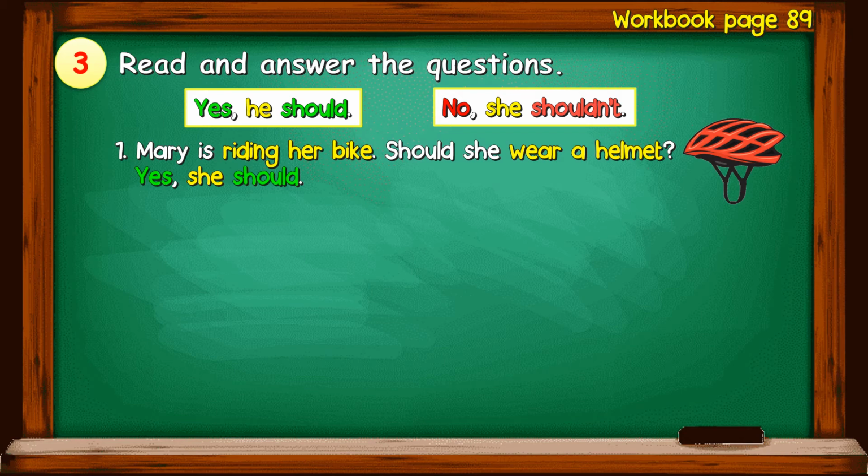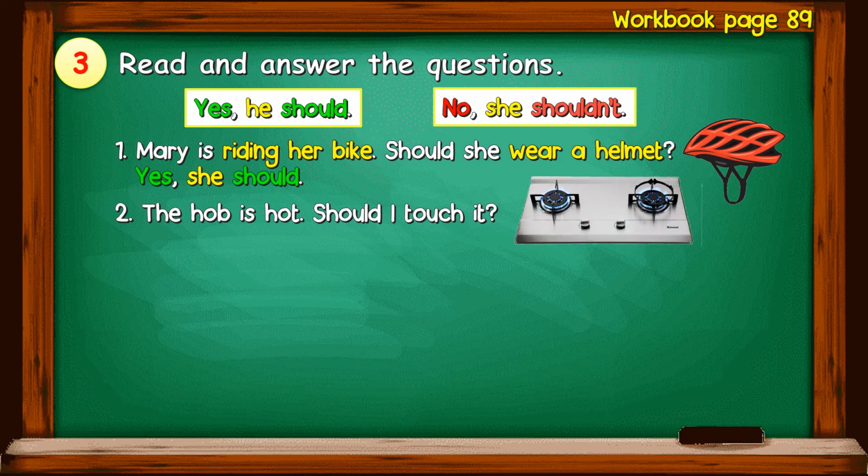Look at number 2. The hob is hot. Remember the hob we have learned just now? This is a hob. It's hot. Should I touch it? When a person asks you, should I touch it? How should you answer? You don't say, yes, I should. You say, you, because the person is saying I, so you point to the person, it's you. So when a hob is hot, can you touch it? The answer is no, you shouldn't.